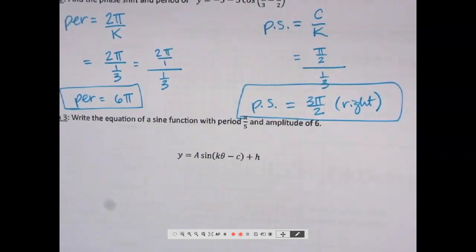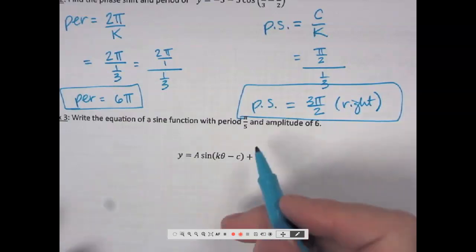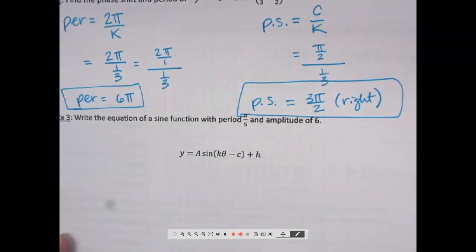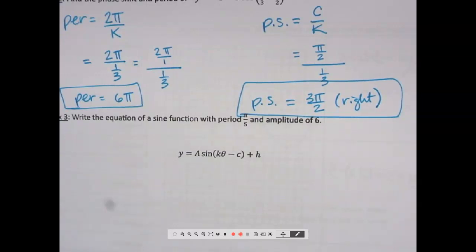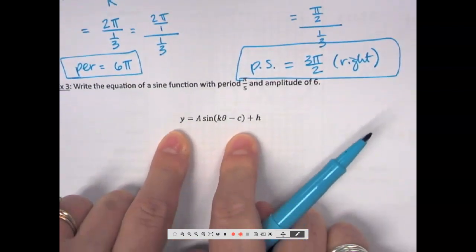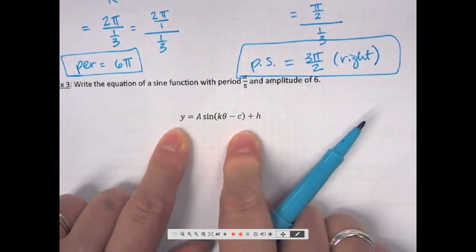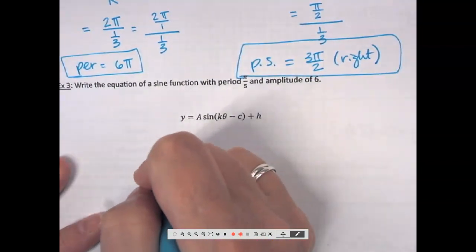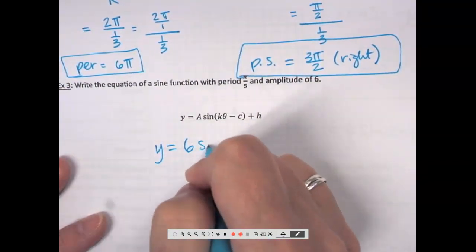Okay. All right, so on this next one, I'm giving you information and we're going to write the equation. So we're going to write an equation of a sine function with period pi over 5 and amplitude of 6. Let's start with the easy part. If I tell you the equation has amplitude 6, what are you going to do in the equation? Amplitude is 6. How will that be incorporated into the equation? What? It'll go in front of sine. Okay, so I know that the equation will be y equals 6 sine.